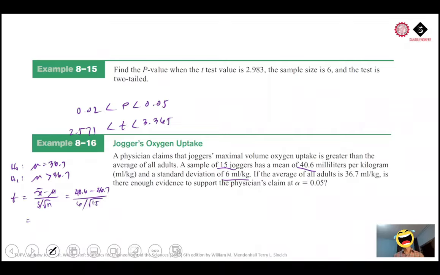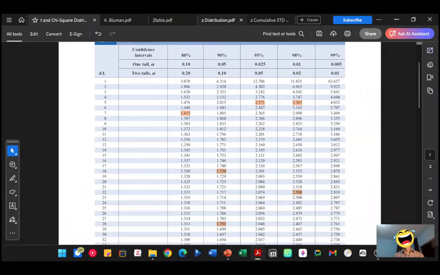So the t value is equivalent to 40.6 minus 36.7 divided by 6 divided by the square root of 15. It is 2.52. Okay, so given alpha to be 5%, and 2.52, let's look at the table F. Is it one tail or two tail? It is one tail. So let's draw it.